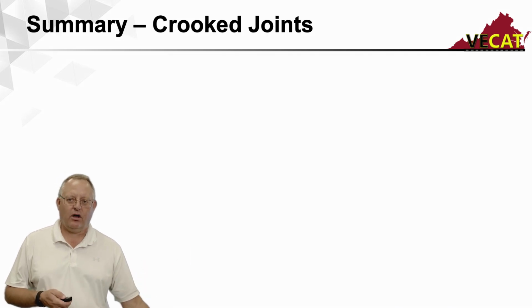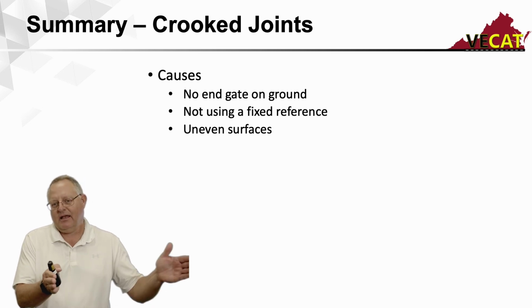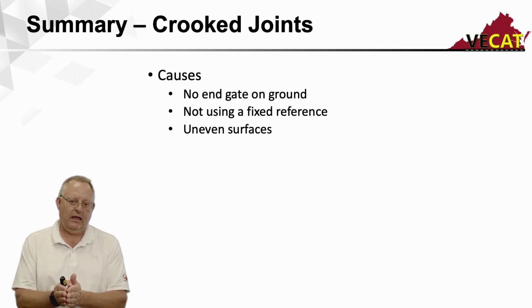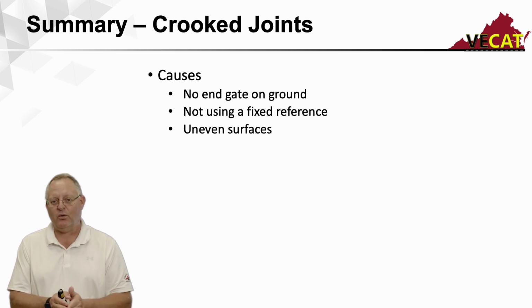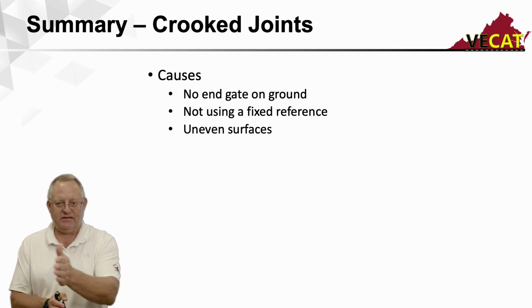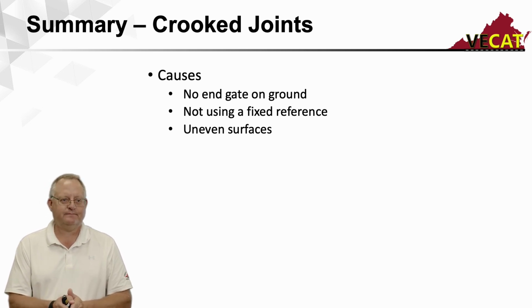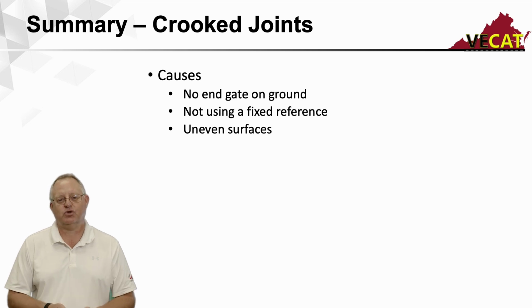So what could cause these things? No end gate being on the ground. Again, that end gate, as that material is going over, confines it, gives you some initial compaction, so when you roll it, it doesn't roll out. It could very well be that we're not using that fixed reference, so we're not paving following a marking. So the paver is just going back and forth, and as it's going back and forth, so is that screed following it. We could be paving on uneven surfaces. Again, where we're getting over thickness or under thickness that causes that joint to squeeze out.